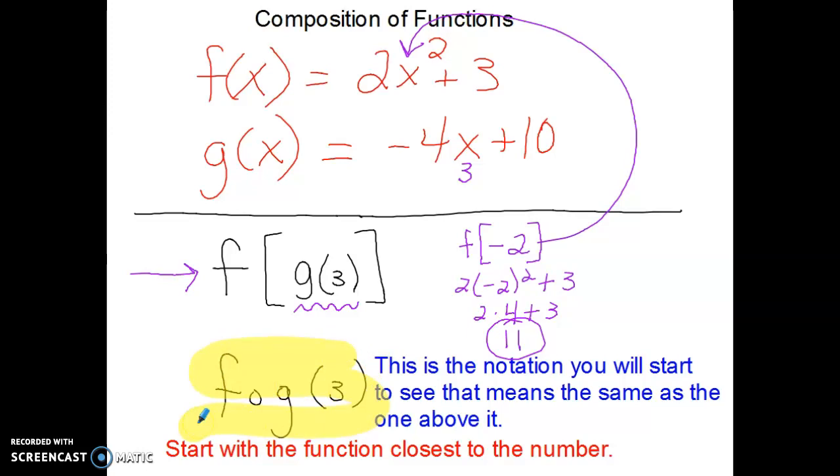It means the exact same thing as what we just did right above it. When you see a notation written like this, you want to start with the function in which the letter's closest to the number. So it does mean the same thing. It means start with the G function, substitute in a 3. Whatever answer you get, then you take it and put it into the F function.